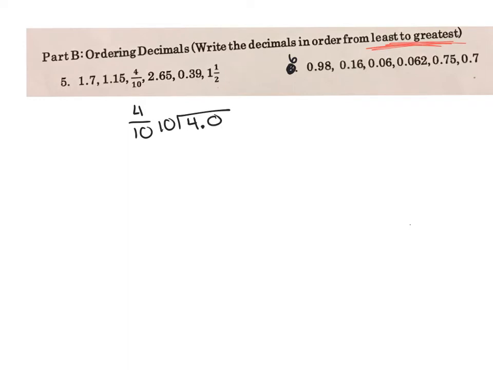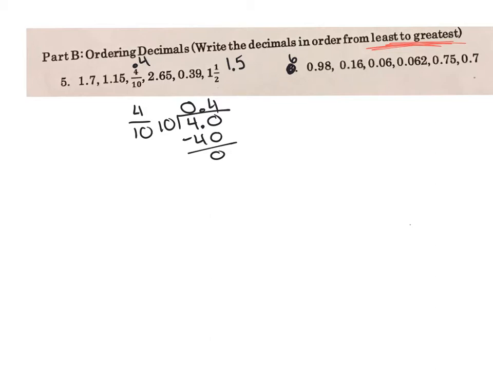4/10. 10 can't go into 4. Add a 0 with your decimal. It'll go into 40 4 times. So this is really 0.4 with 0 left over. And then we have 1 1/2, which most of you know a half is just 5/10, or 1.5. So now let's put them in order from least to greatest.